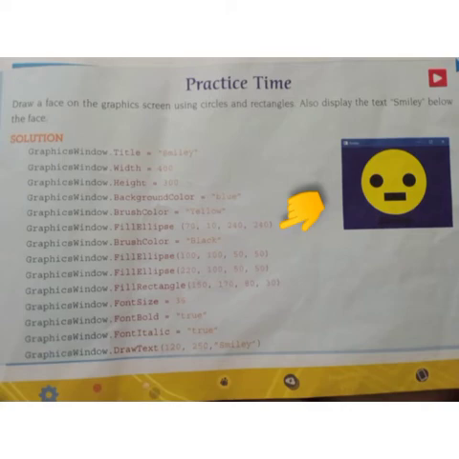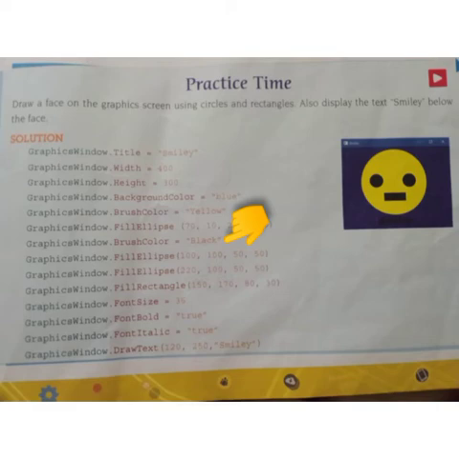Then graphics window brush color is equal to black. Then I am going to draw another ellipse, two circles. I am going to draw the eyes. So that color is brush color black. So here graphics window dot brush color is equal to black. Graphics window dot fill ellipse of 100 comma 100, then 50 comma 50. 100 comma 100 is the location, 50 comma 50 is the width and height.